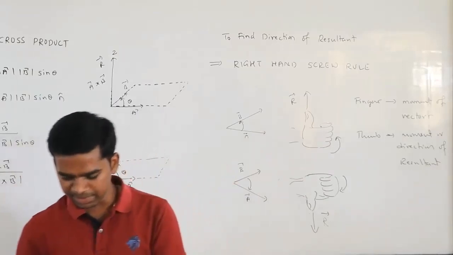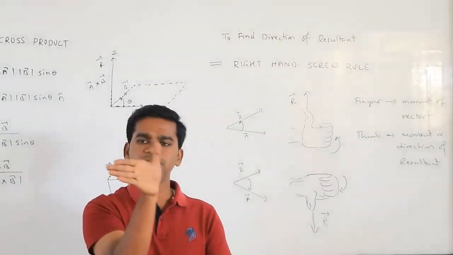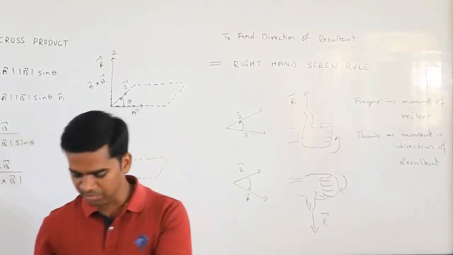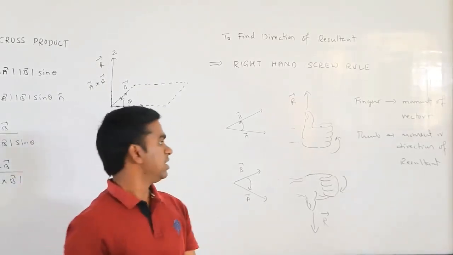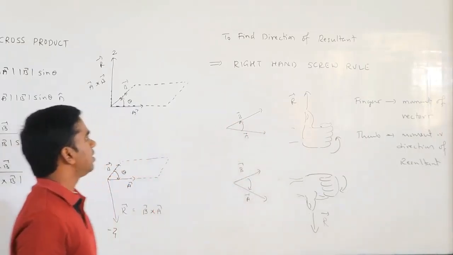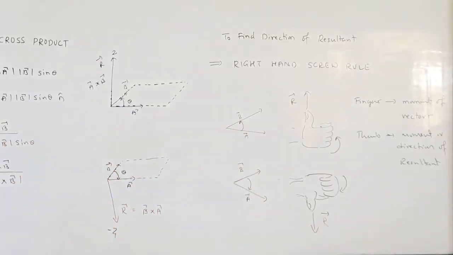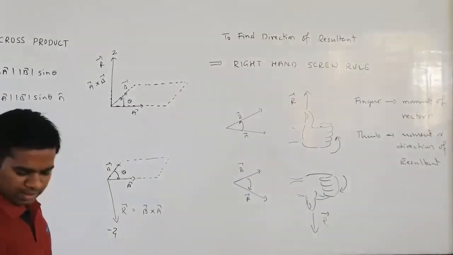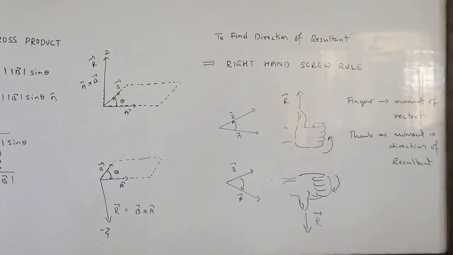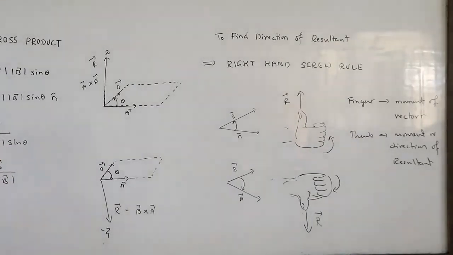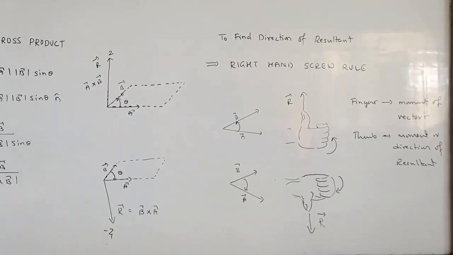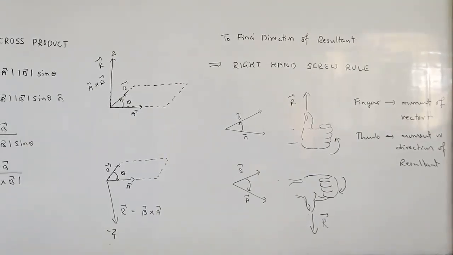So remember, you have to hold your fingers. The finger direction will give the moment of vectors. The thumb will give you the direction of your result. That is very, very important. Remember that rule, the right hand screw rule. If you hold your right hand, the other fingers will show the direction of moment of vectors, and the thumb will give the direction of the resultant.